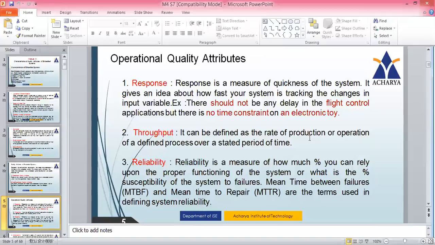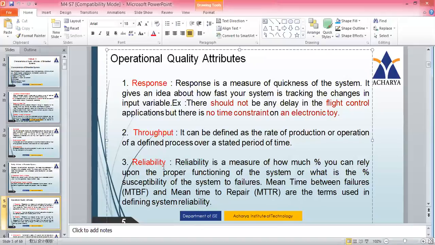So that talks about the throughput of the embedded system. Coming to the reliability. So what is reliability? Reliability is a measure of how much percentage you can rely upon the proper functioning of the system. So I can rely upon that 90%.